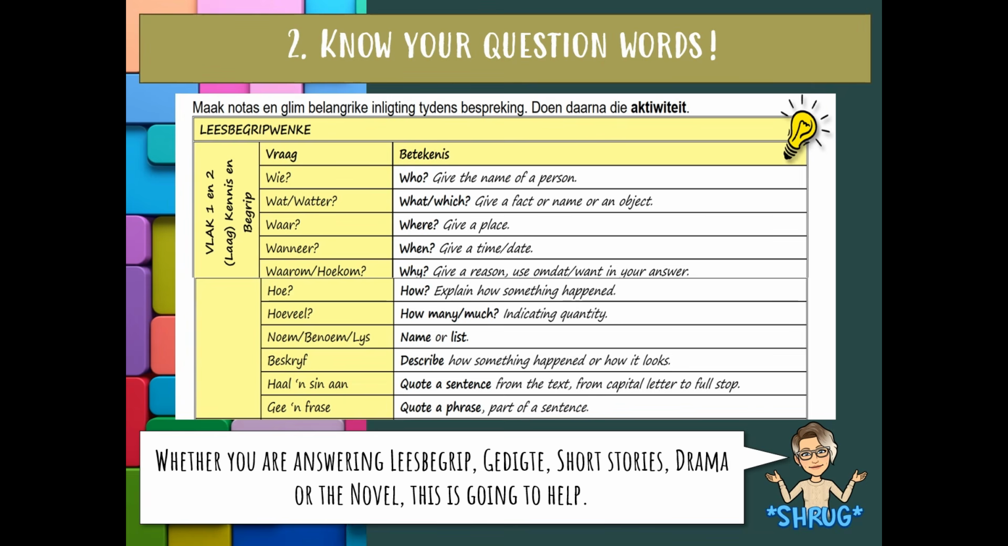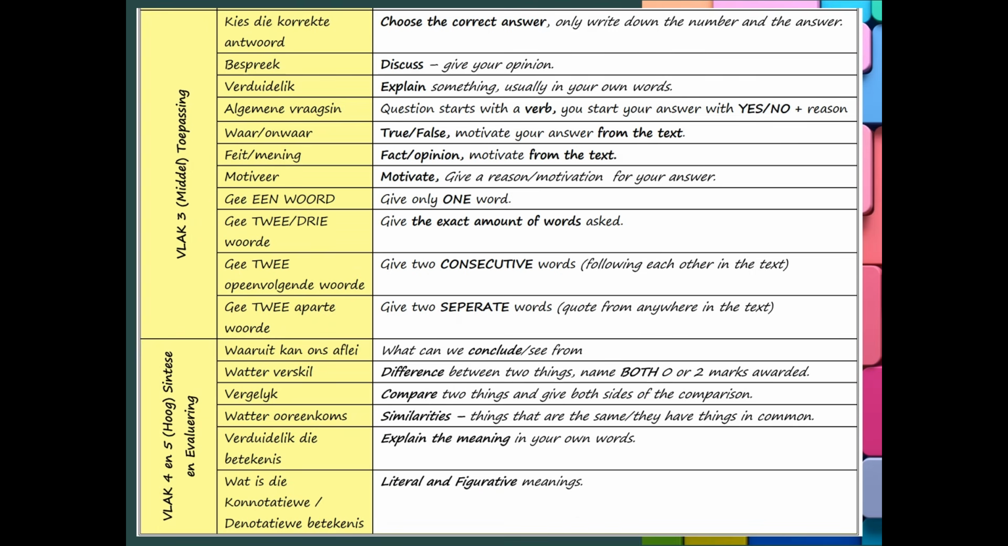Now, this can help you whether you are answering Leesbegrip, gedigte, short stories, drama, or the novel. It doesn't matter which one question paper you are answering. These question words will help you. Here's just a list that you can pause at and also look at. These are your level 2s where it is application, where you need to explain things or you need to say true or false. It also includes your level 4 and 5, which is your analysis questions, your evaluation questions. So you can pause here, make a few notes, and look at what the question words are asking you.